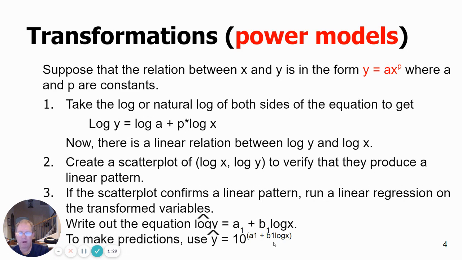Then create a scatter plot of the log of x versus the log of y to verify whether there is a linear pattern. If the scatter plot confirms a linear pattern, then you should run a regression on the transformed variables, and you will write out your equation. It will be the log of y equals the intercept plus the slope coefficient times the log of x. With that, using the principles of exponents, you're going to make a prediction.